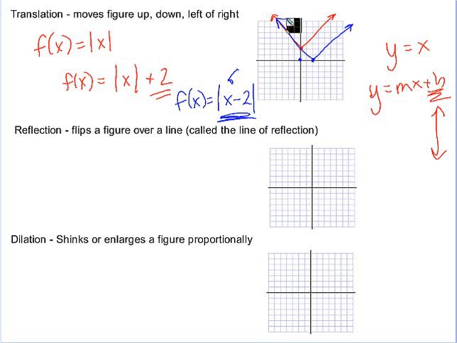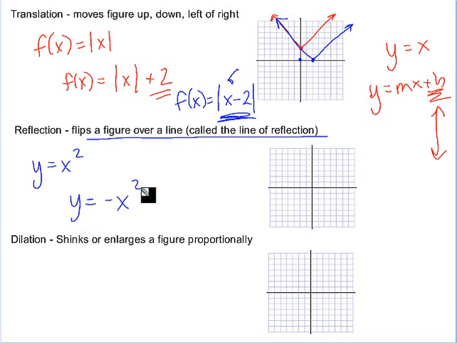Reflection, it flips a figure over a line. That's called the line of reflection. For example, our parent graph of a quadratic y equals x squared, we could flip it over the negative reflection. So we're going to make it y equals negative x squared. So here is our parent graph, the quadratic parent graph. Once we put that negative sign in there, it flips it over that x-axis, and now this would be our y equals negative x squared graph.